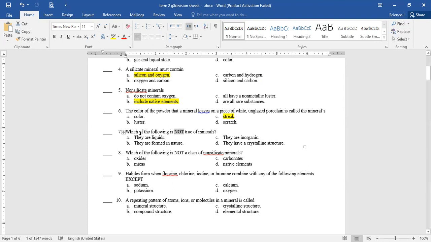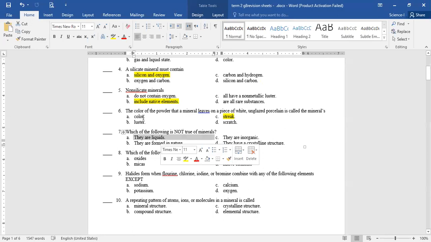So here, I remember we said that. I can tell you, Fadia. Okay, but they are A. A, they are liquids. Yes, all minerals must be in solid state, so they cannot be liquids.